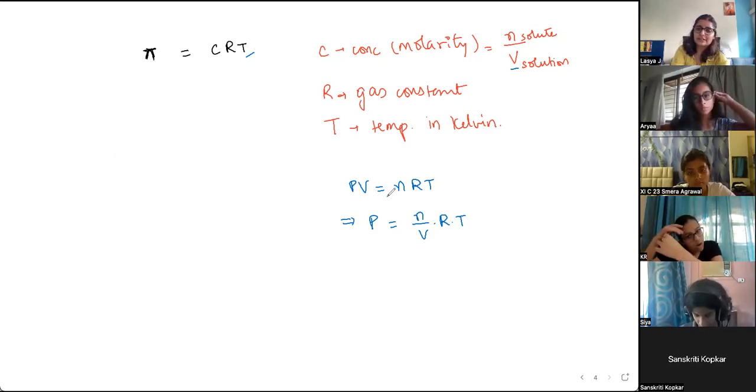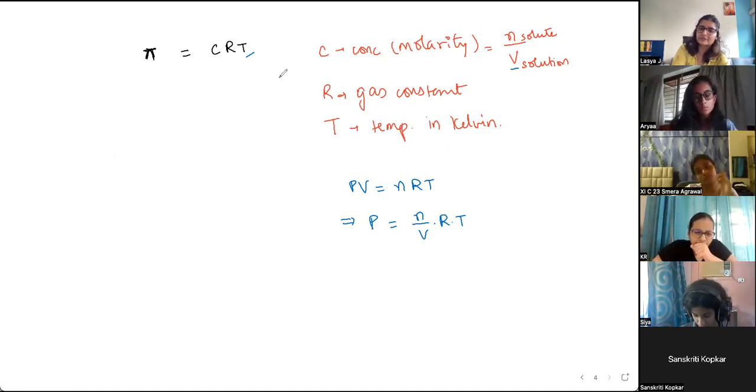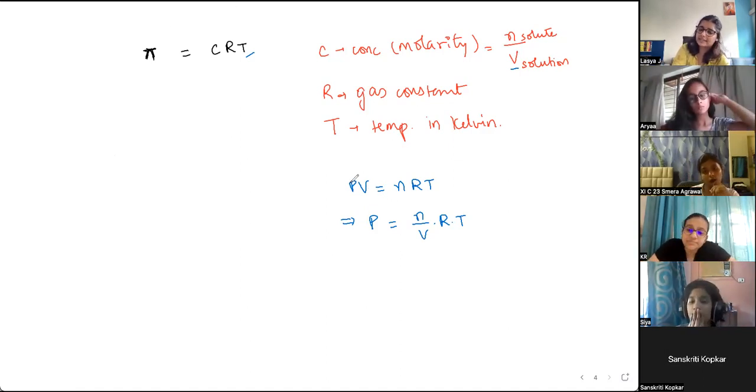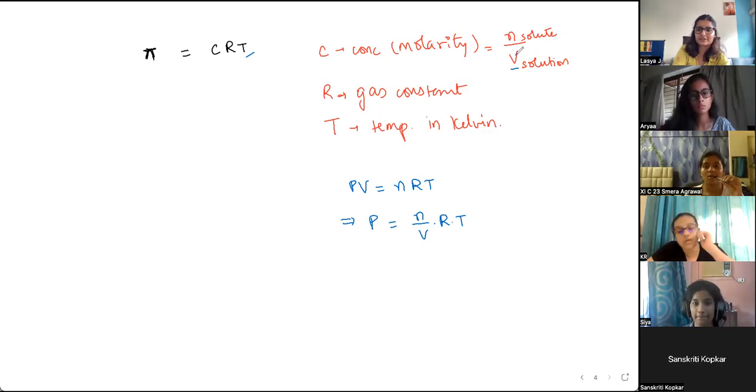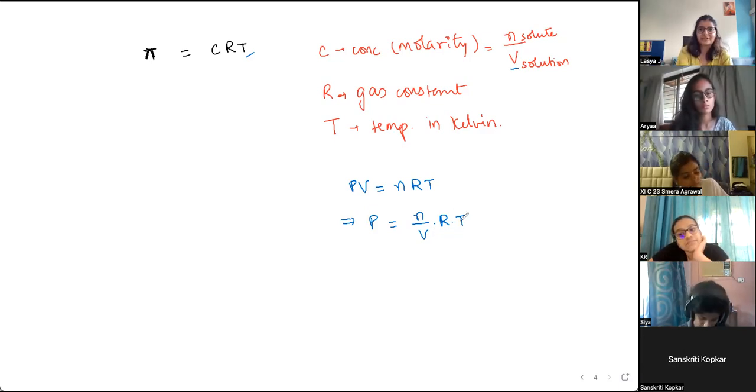I wanted you guys to see the parallels between this equation and the ideal gas equation. Pi V would be the same as PV, equal to nRT. Concentration is the number of moles per unit volume of the solution. Here also, this is number of moles per volume, and then you have RT. So dimensionally, this is the relation.